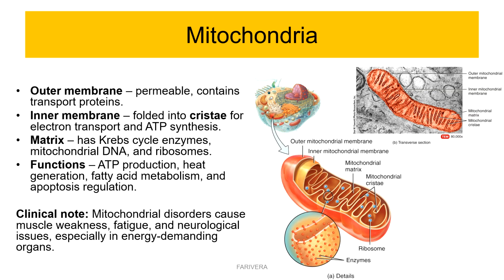So mitochondria are particularly important in tissues that require large amounts of energy. So this particular slide notes that mitochondrial disorders may produce symptoms such as muscle weakness, fatigue, and neurologic problems. This makes sense because muscles and nervous tissue have high energy demands. So when you hear mitochondria, remember ATP and energy production.